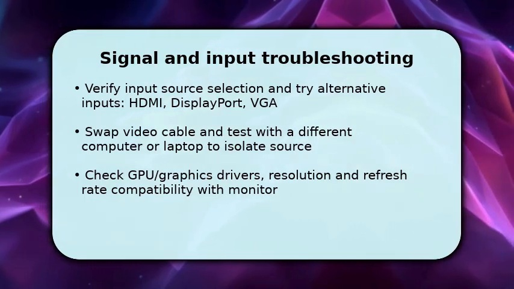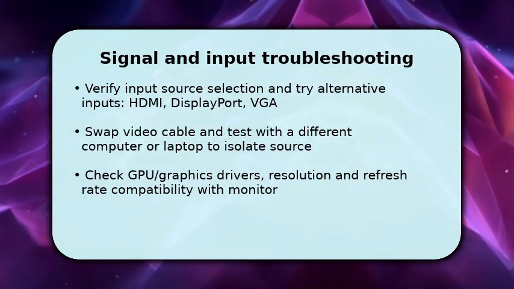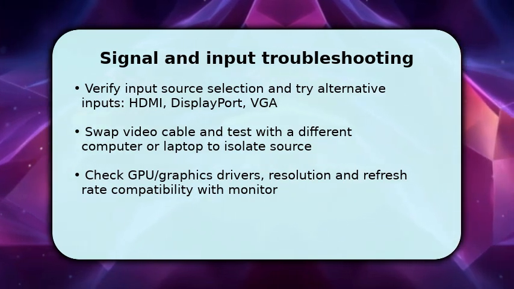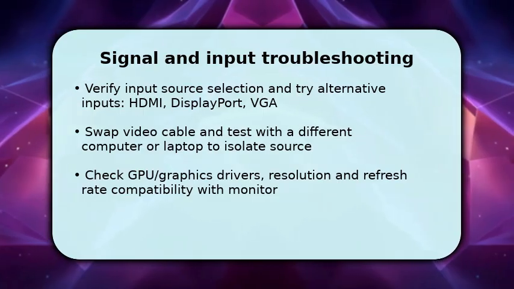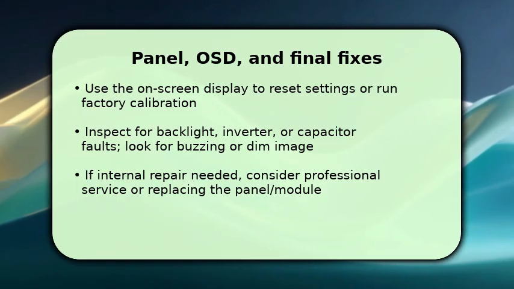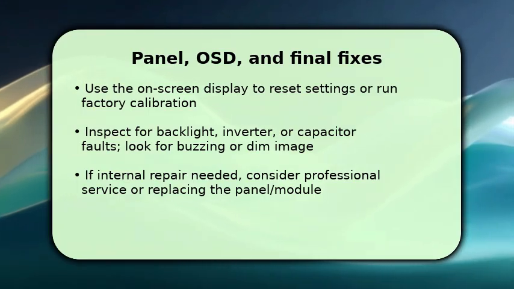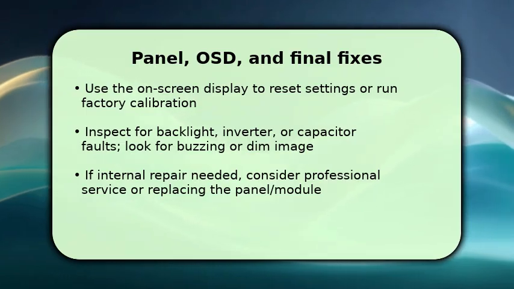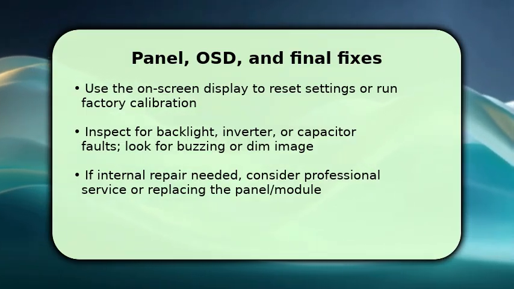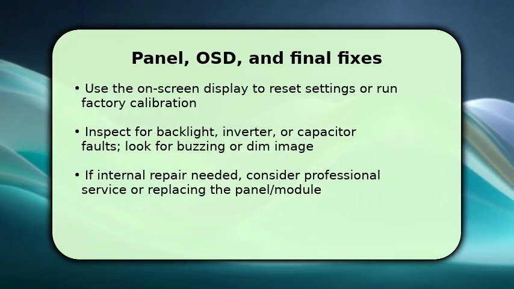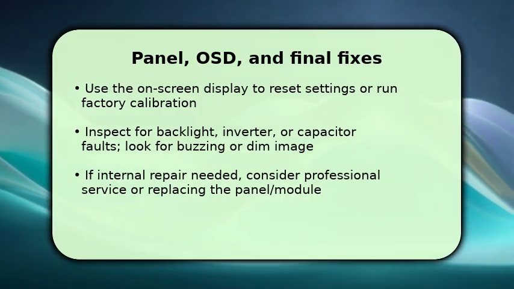Finish by examining the display hardware and on-screen controls. You should open the OSD and perform a factory reset. This fixes misconfigured brightness or color profiles. Once done, check for backlight or inverter symptoms, dim image, color shift, or buzzing, which indicate internal component failure. If you spot blown capacitors or a dead backlight, replace the inverter or panel only if comfortable with electronics. Otherwise, seek a technician. If it still fails, try one.